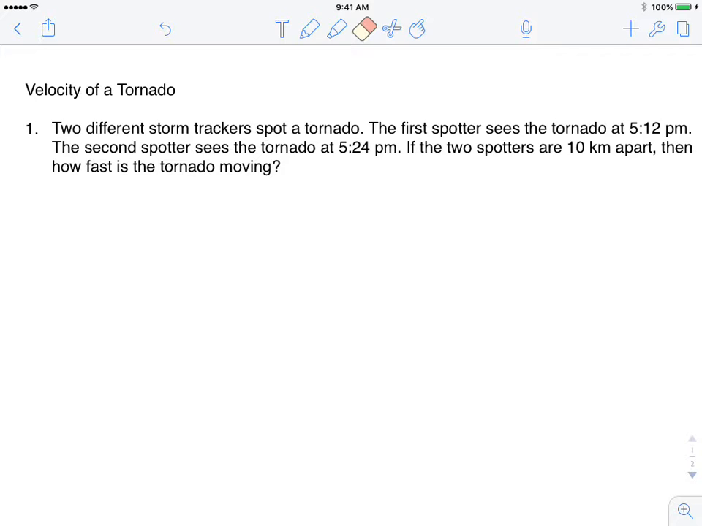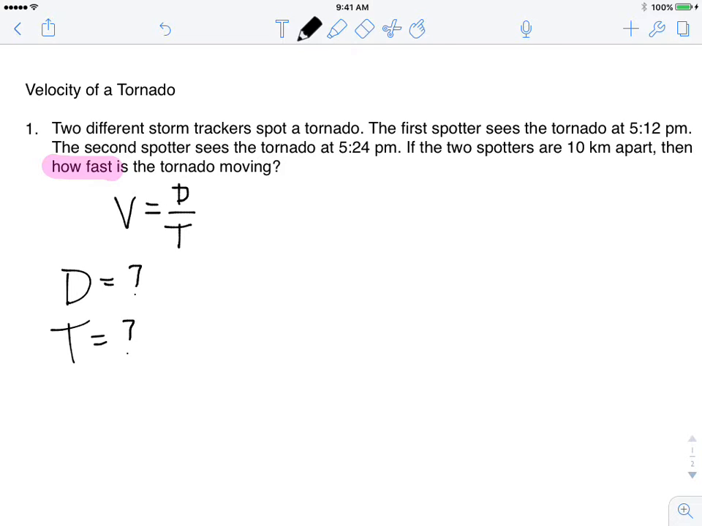Okay, so what it's asking for is how fast. So that tells me what I'm looking for is velocity. So I'm going to use the equation velocity equals distance divided by time. Well, I know I'm looking for velocity, so that means that I need to figure out what is my distance, and I also need to figure out what is my time.